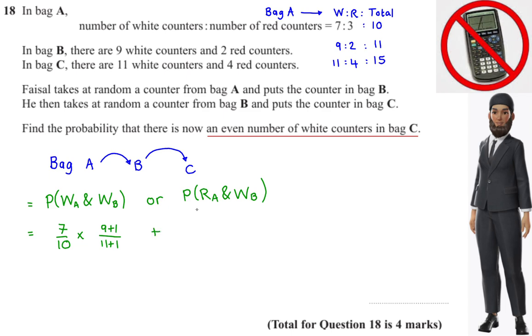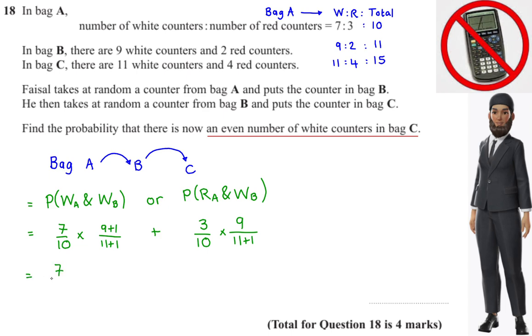Now, what is the other possibility? Going back again, from the beginning, the possibility of red going from A to B, that will be 3 chances out of 10. Now I've got 1 more red inside here, but we're interested in the whites. So there's still only 9 whites over there, so it will be 9. However, the denominator will have an additional 1, so it will be 11 plus 1. This needs to be a times because there's an and over there, and we need to multiply that. So let's tidy all of this up.